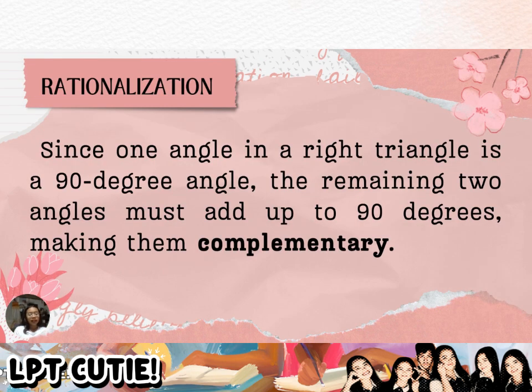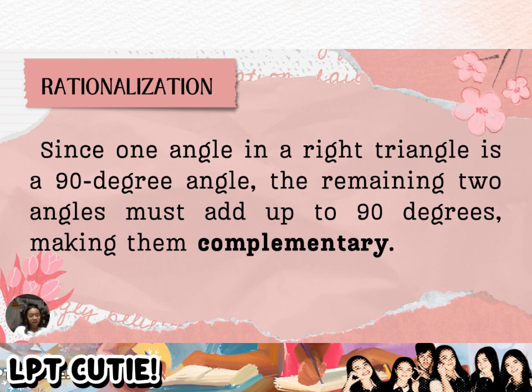Since one angle in a right triangle is already a 90-degree angle, the remaining two angles must add up to 90 degrees, making them complementary. We know that a triangle has a total of 180 degrees, right? So we just have values that will make the 90 and 90 complete, which is a complementary angle.